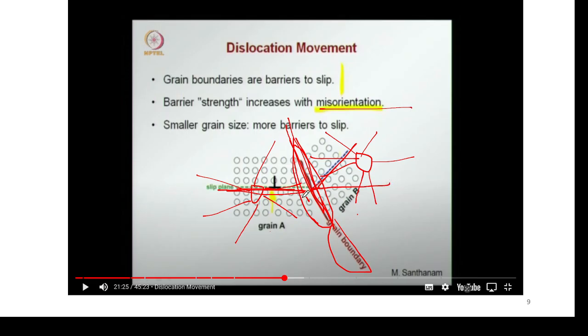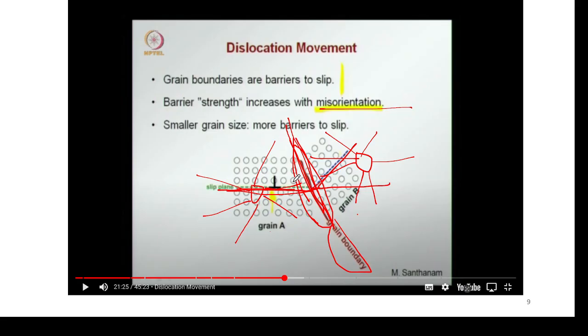So, that is good. Let us see: the smaller the grain size, the more the barrier to slip. When the grain size is smaller, there will be a large amount of grain boundaries and a large amount of misorientation, and if there is a possibility of formation of slip, the grain boundaries can prevent that slip from occurring. So, the material may behave very stiff and may not behave in a ductile manner.